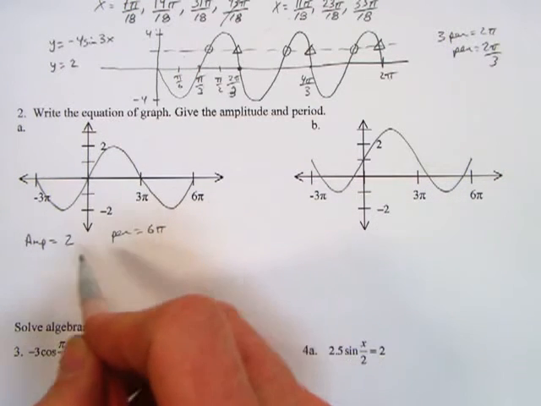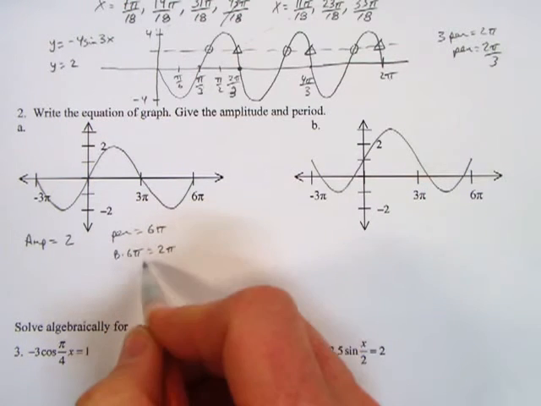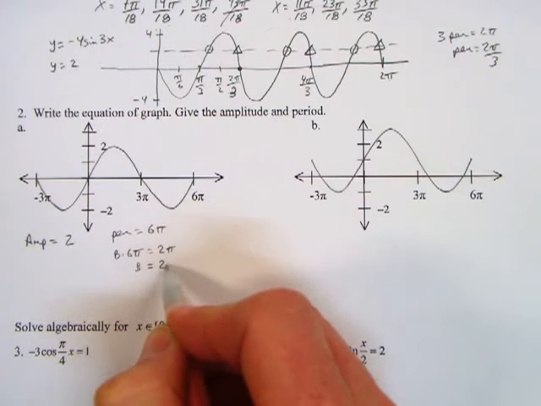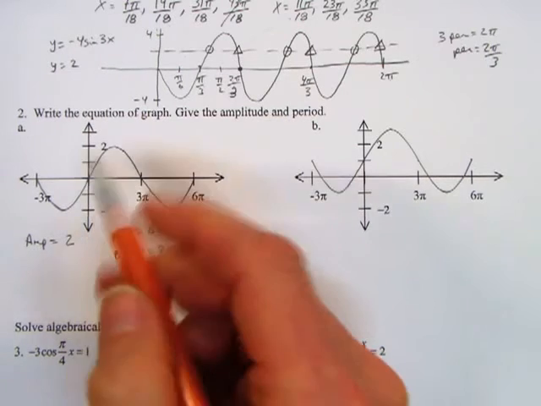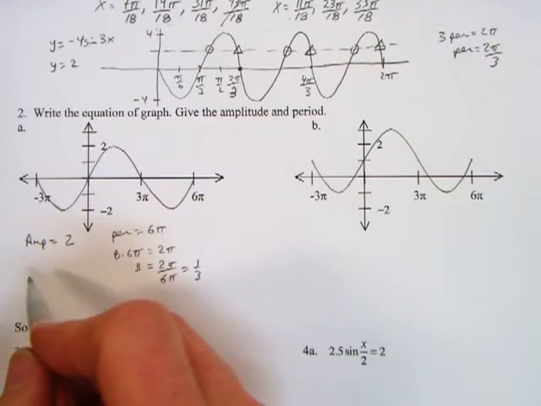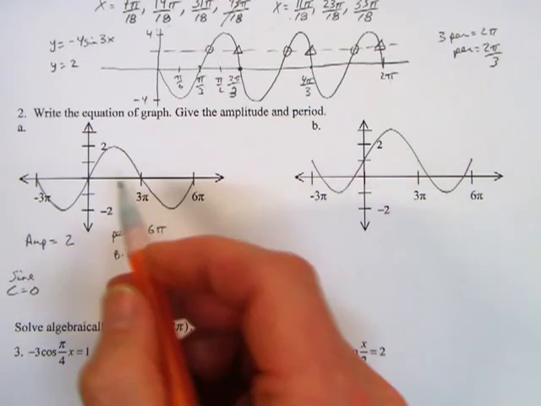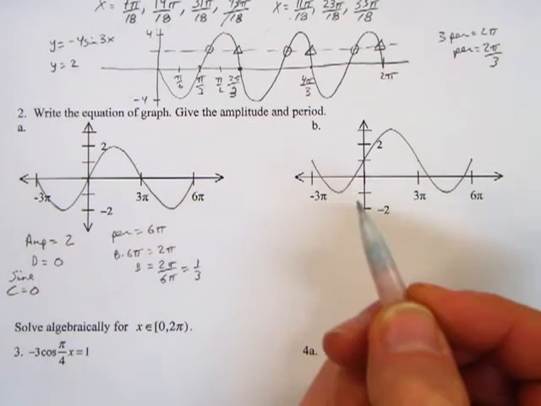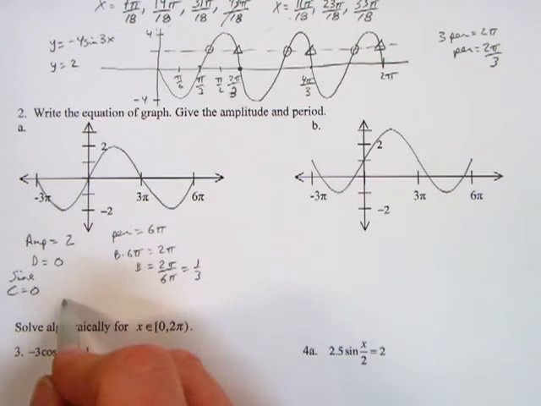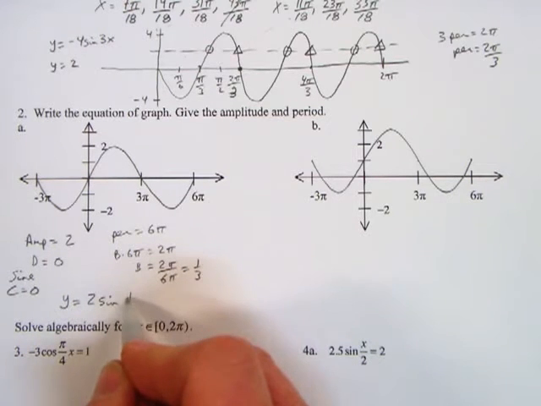We need to find out what b is. b times 6 pi equals 2 pi. So b would be 2 pi over 6 pi, or in other words, 1/3. Since it's sine, we have the c value. We don't need it, so we can say c is 0. And this wasn't shifted at all, so the d value would be 0. It's symmetric about that x-axis. So our equation here is y equals 2 sine of 1/3 x.